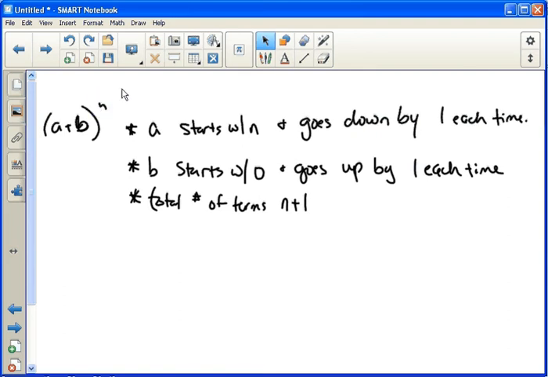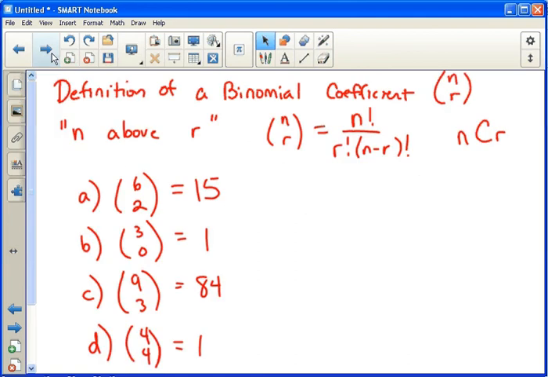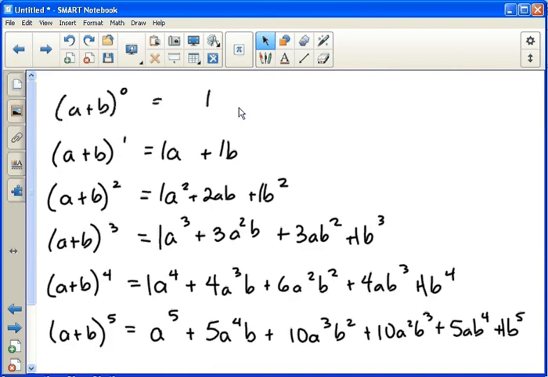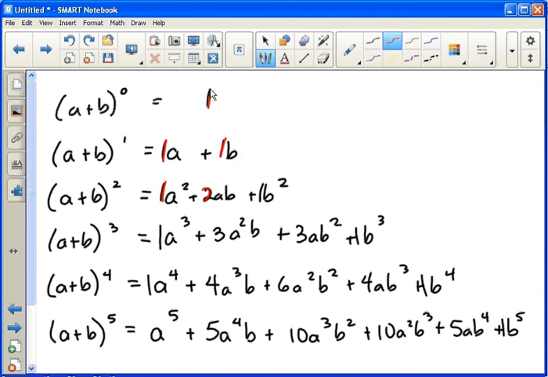Alright, so there's also a pattern we see with the exponents. I'm actually going to come back to that slide in a second. So I want you to look closely at the coefficients here. We had a 1, then we had a 1, 1. Then we had a 1, then a 2, 1. 1, 2, 1. Then 1, 3, 3, 1. 1, 4, 6, 4, 1. 1, 5, 10, 10, 5, 1.